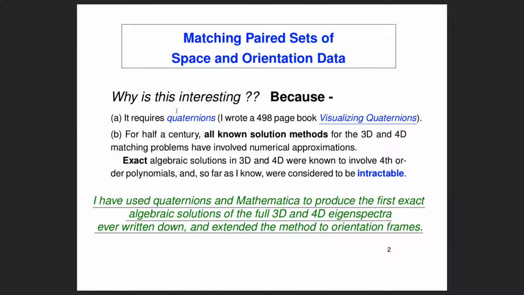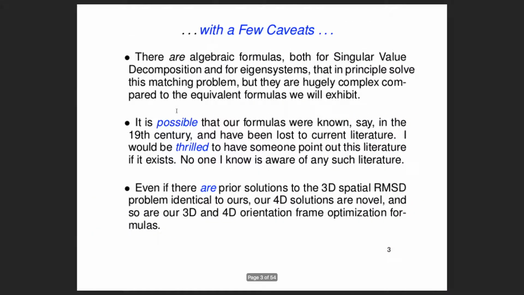In fact, when I was here a year ago, I was actually having trouble with the two-dimensional subset, and I had to get Michael Trott to point me to a technique to get me out of that. And it went on from there to the point where today I am going to tell you how I have used quaternions and Mathematica to produce the first, I should include usable, exact algebraic solutions of the full 3D spectra and the 4D eigenspectra, and extensions to 3D and 4D orientation frames.